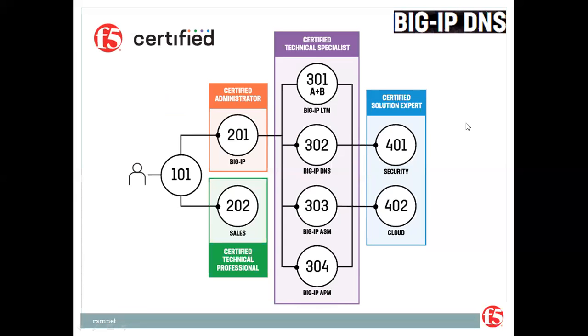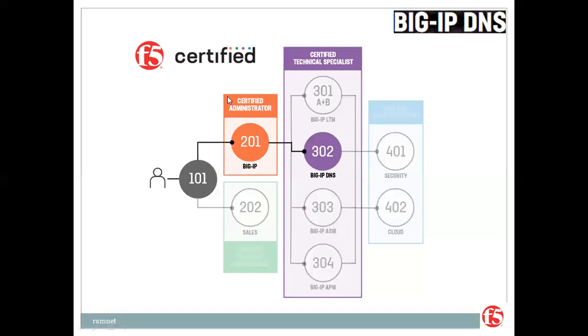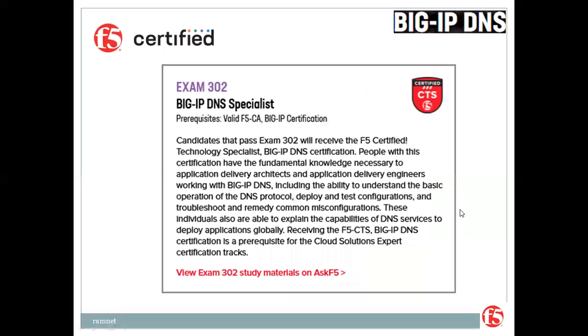The next slide will be giving you the information. See that, this is what I was telling. 101 is mandatory. 201 has to be taken. You should be an administrator CA. Then you can come to the DNS, that is BIG-IP DNS. 302 is the certification. What all things we are going to see on this one?